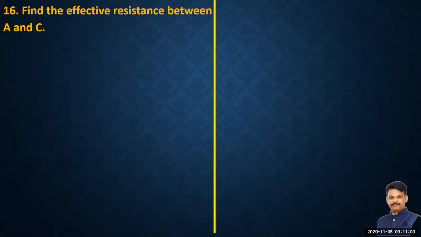Here, the 16th problem is: find the effective resistance between A and C. The circuit diagram is not there, you just have to consider the circuit diagram or the combination of resistors that I am making now.